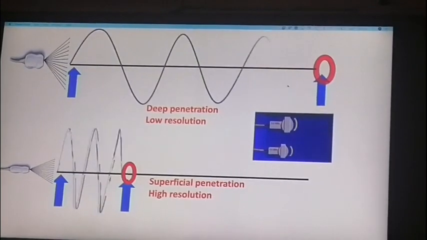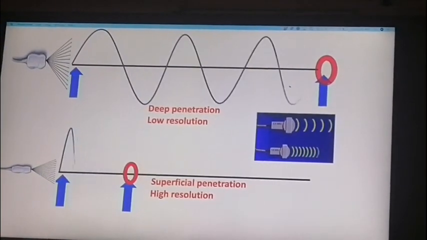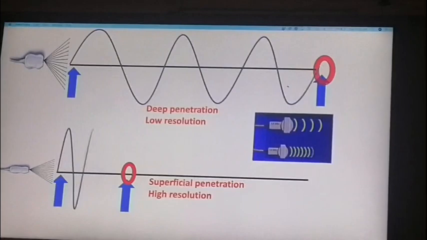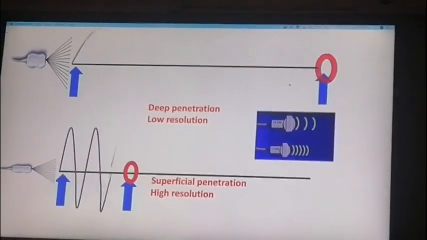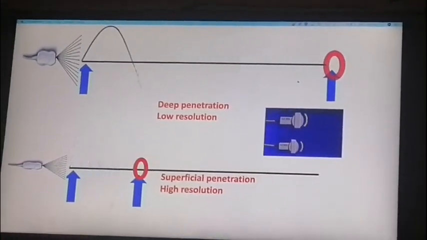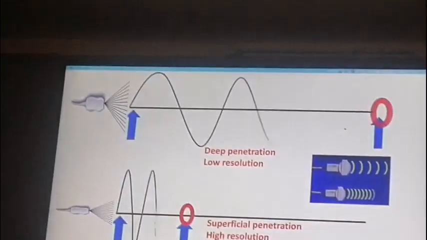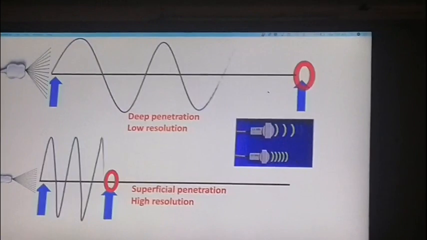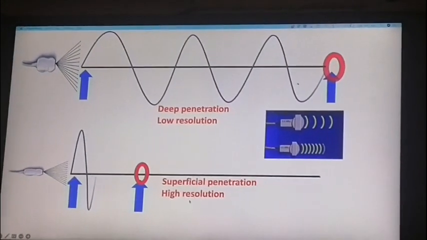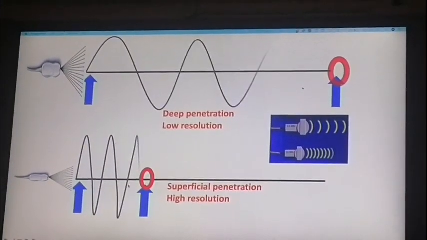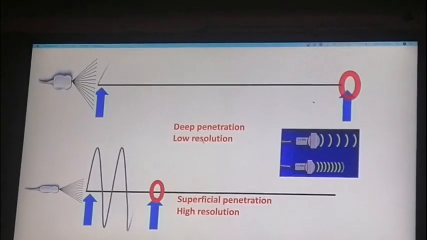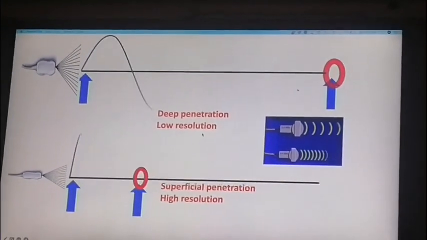That's why ultrasound in neonates is beautiful, very nice. You can see the details. In adults, you see things more as shadows and not very high quality. In neonates, everything is nice and clear, relatively, compared to adults. It is very high resolution and superficial penetration for high frequency, and deep penetration and low resolution for low frequency.